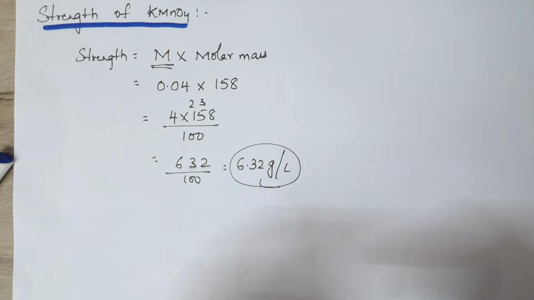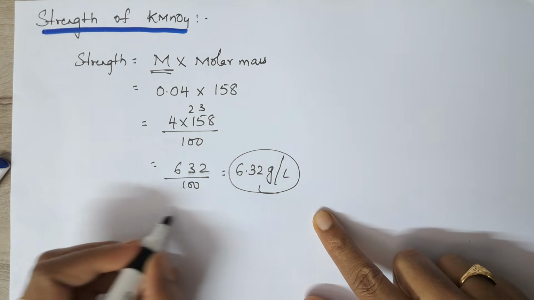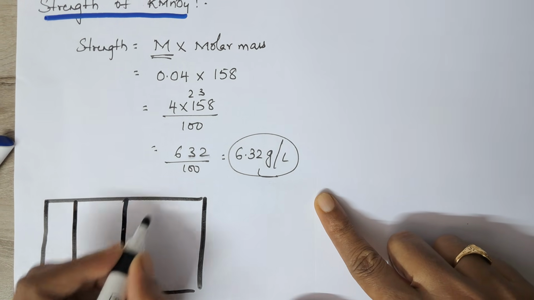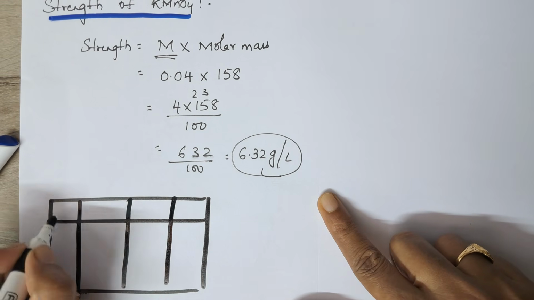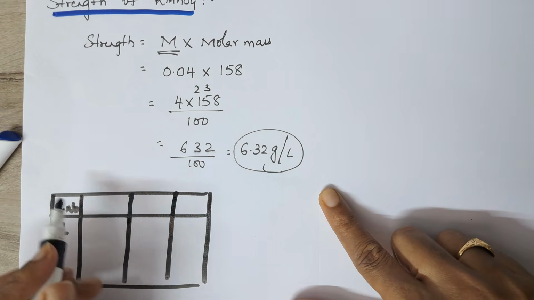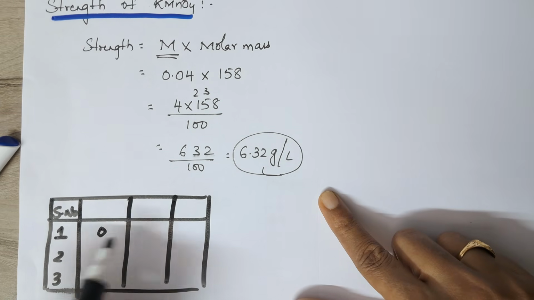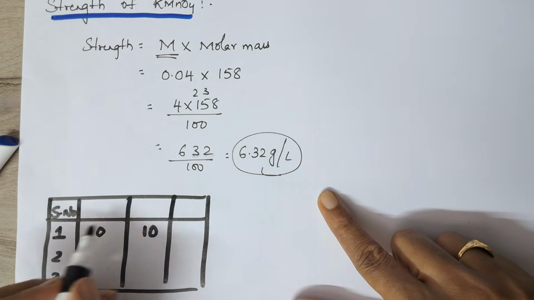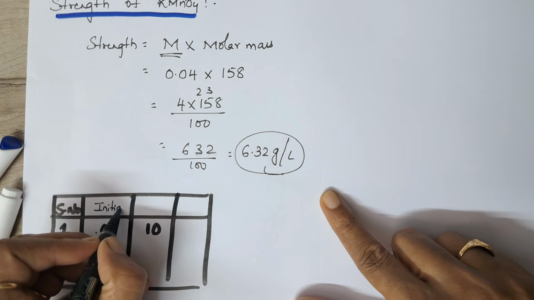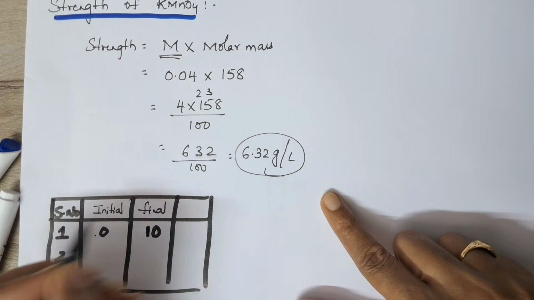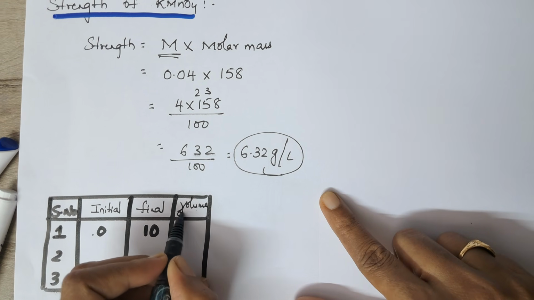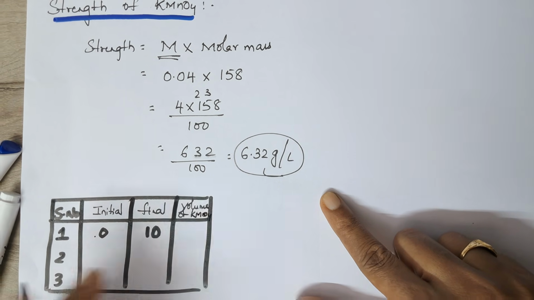Okay, so what you do is make the tabular column. You will do this experiment 3 times, with serial numbers 1, 2, 3. Initial reading: you started at 0 and got the reading at 10 ml. This is KMnO4. Write the initial reading in the burette and the final reading in the burette. So initial, final, and the difference. That difference is the volume of KMnO4. This is V2. Final minus initial.